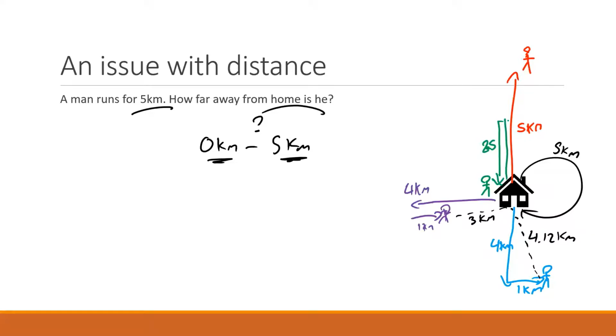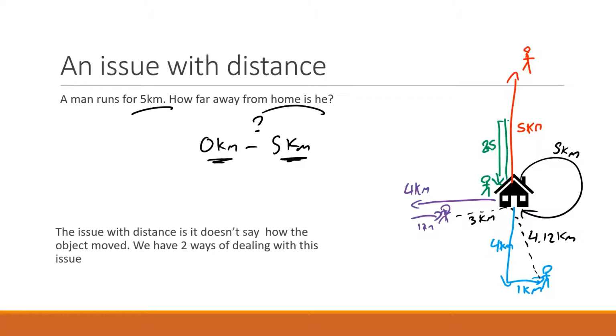So we call this problem, the issue of distance, that it doesn't say how the object has moved. It just says how far it has. So we have two ways of dealing with this issue. The first is to talk about where that object is every second of its travel. That is the idea of speed, where you're saying, oh, it's moving at 2.5 meters per second for the whole time. Then you know where it's going to be.